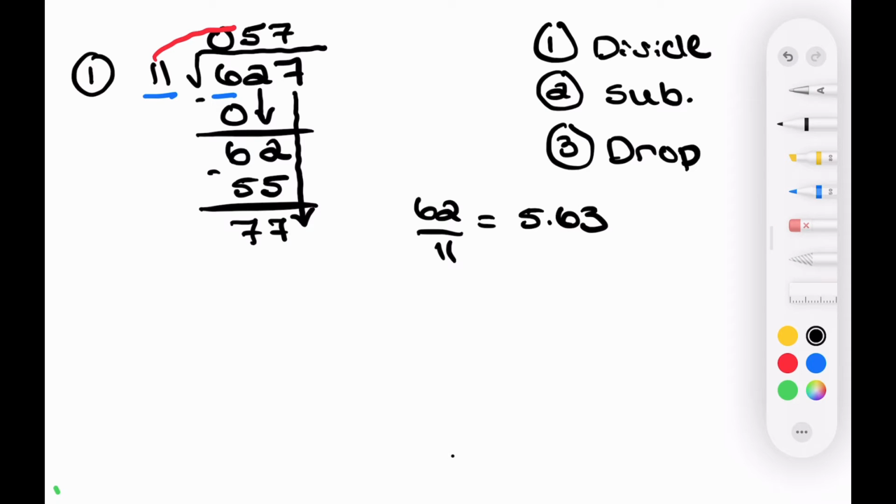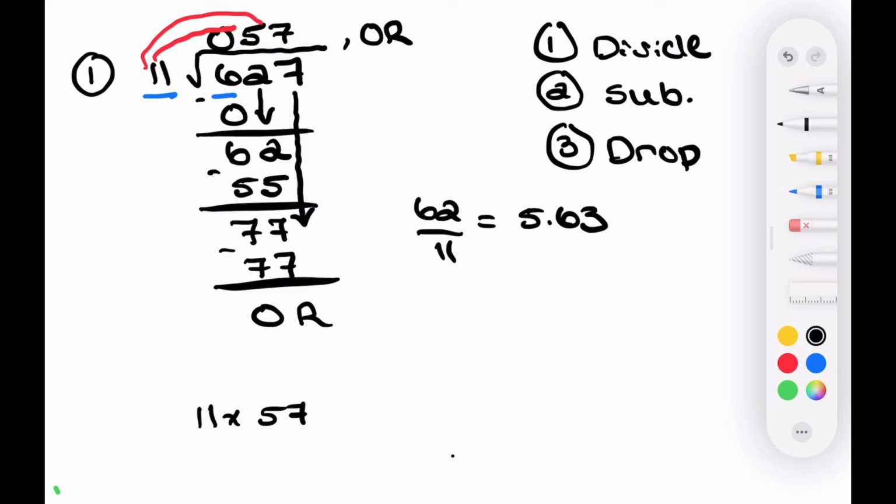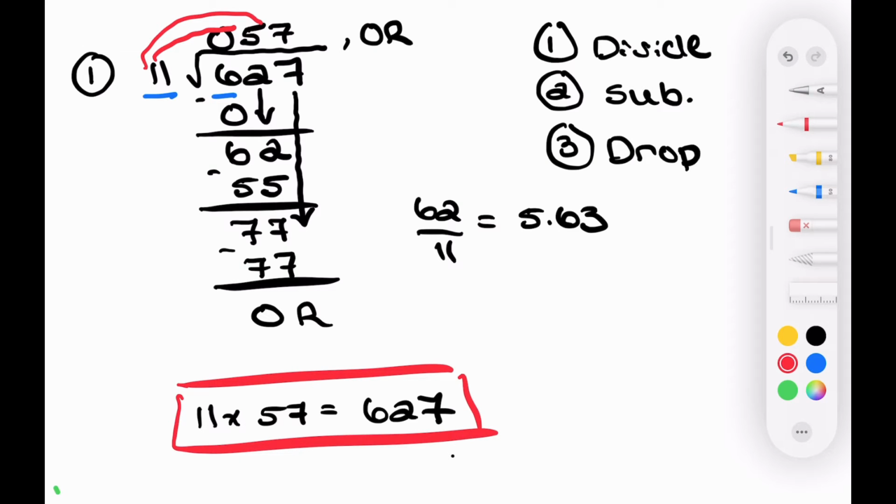And then what's 11 times our last digit, 7? That's just 77. And then when we subtract them, we get a 0, which means we have a 0 remainder, and we could write that above here typically too, because they'll look for that in our quotient line where we have our final solution. So you could always double check this in your calculator and confirm that 11 times 57 is equal to 627. At the end, you would do that in your calculator just to make sure you got the right solution and that you didn't have some form of a remainder.